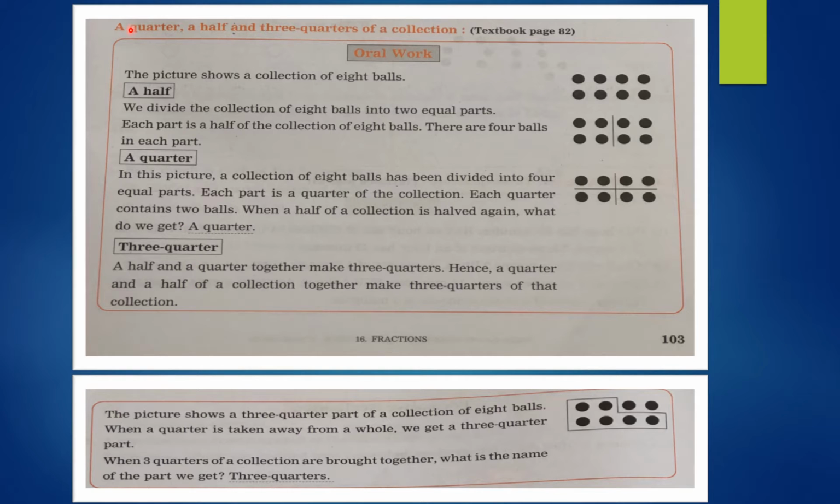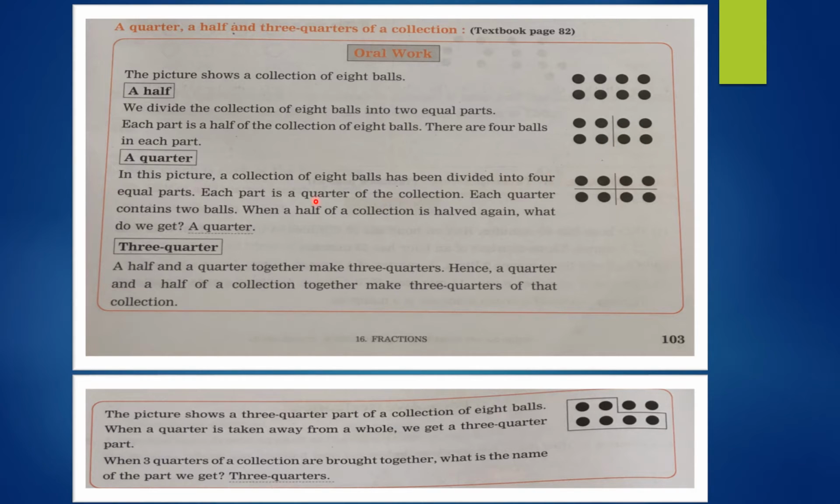Let's understand this concept. A quarter, a half and 3/4 of a collection. Now the picture shows a collection of 8 balls. 1, 2, 3, 4, 5, 6, 7, 8. So how will you show a half? We divide the collection of 8 balls into 2 equal parts. So half of 8 is 4. So each part is a half of the collection of 8 balls. So there are 4 balls in each part. 1, 2, 3, 4 here and 1, 2, 3, 4 here.